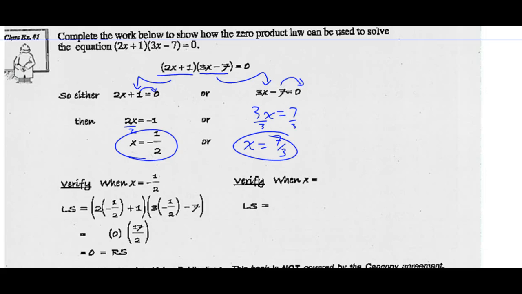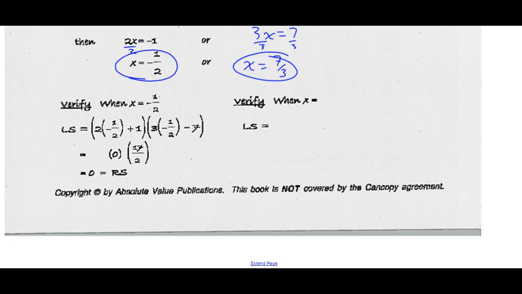Verify. When x is negative 1/2, make sure this is true. So you plug in negative 1/2. 2 times negative 1/2 plus 1, times 3 times negative 1/2 minus 7. 2 times negative 1/2 is negative 1. Negative 1 plus 1 is 0. 3 times negative 1/2 is negative 3/2 minus 7. Negative 3/2 minus 14/2 should be negative 17/2. 0 times negative 17/2 is still 0.